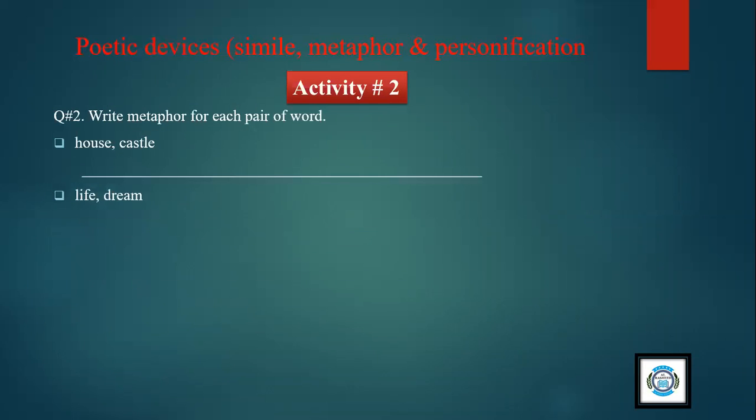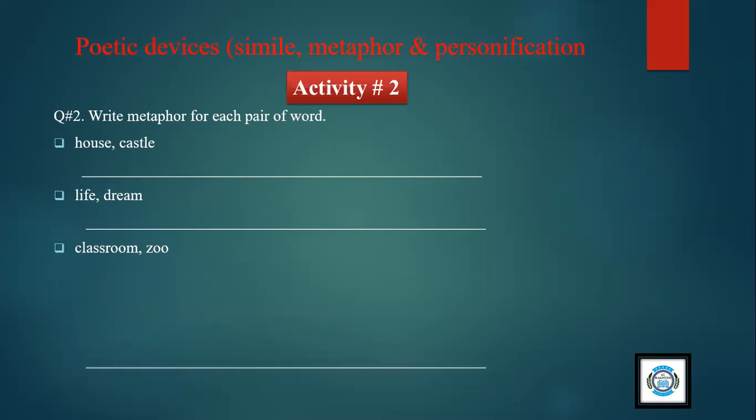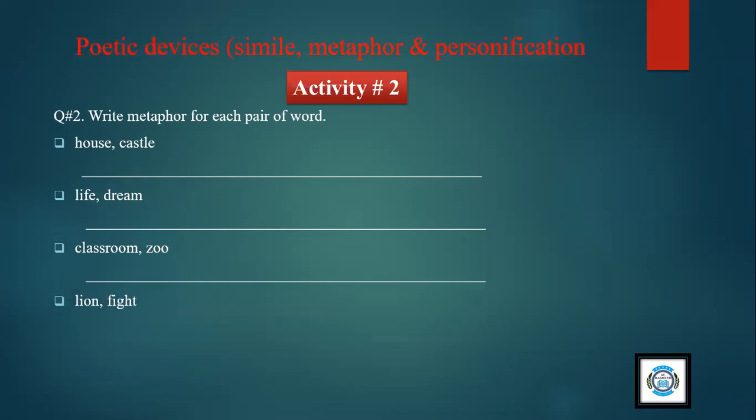Okay, the next words are life, dream: life is a dream. Classroom and zoo: this classroom is a zoo. Lion, fight: Ali is a lion in fight. Ship, desert: so camel is the ship of the desert.